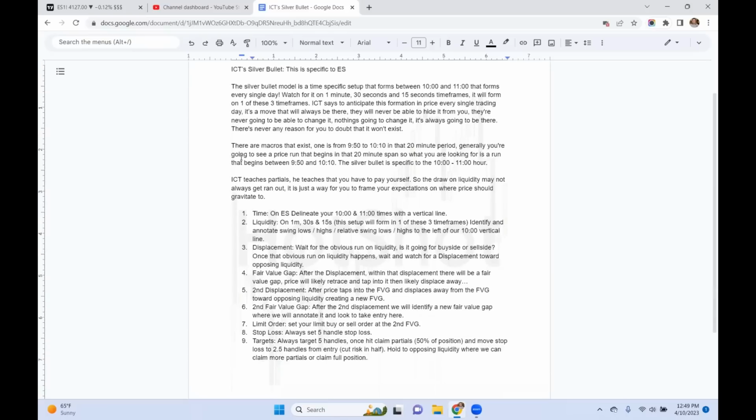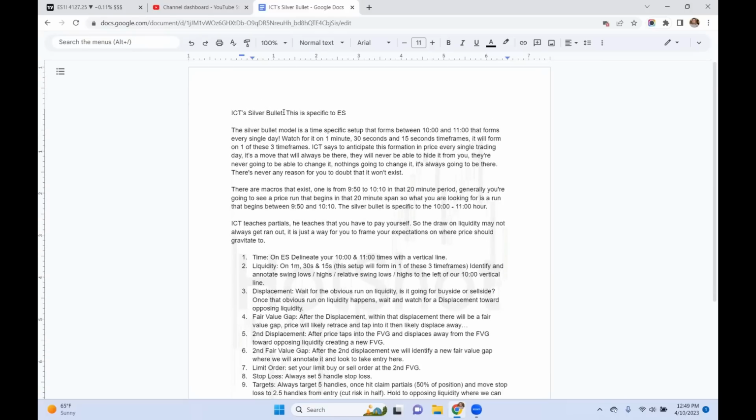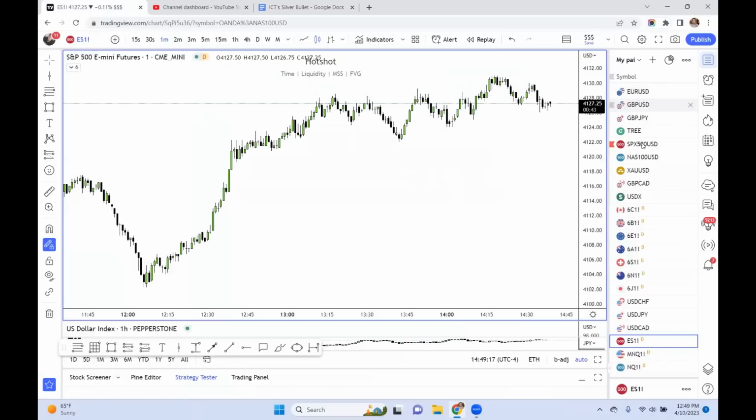It's really awesome. But right here, ICT Silver Bullet, this is specific to ES. Now, I've been doing it on NASDAQ, and ICT says 5 handle stop, and you'll lose your ass off in NASDAQ, and that's true. Somebody corrected me and told me it's specific to ES, and this one makes sense. It makes a lot of sense.